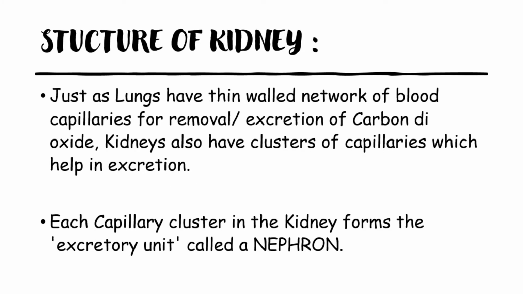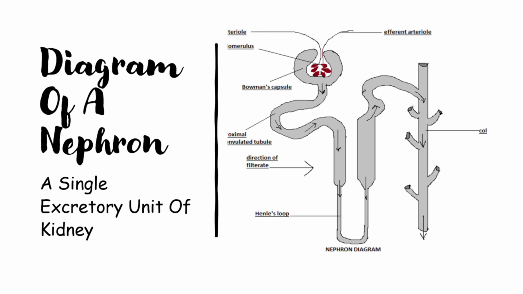Structure of kidney. Kidneys are bean-shaped organs which are located in the abdomen just above the waist, one on either side of the backbone. Just as lungs have thin-walled network of blood capillaries for the removal or excretion of carbon dioxide, kidneys also have clusters of capillaries which help in excretion. Each cluster of capillary in the kidney forms the basic excretory unit called a nephron.